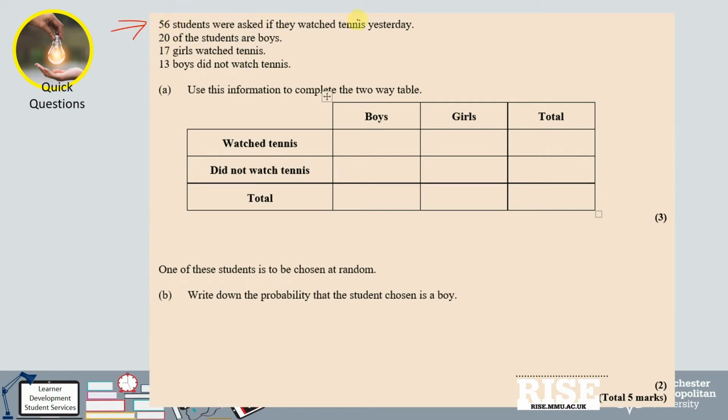56 students were asked if they watched tennis yesterday. So 56 is my total for the entire table. 20 of the students are boys. So in total, there are 20 boys. 17 girls watched tennis. So watched tennis, 17 of them were girls. And 13 boys did not watch tennis.